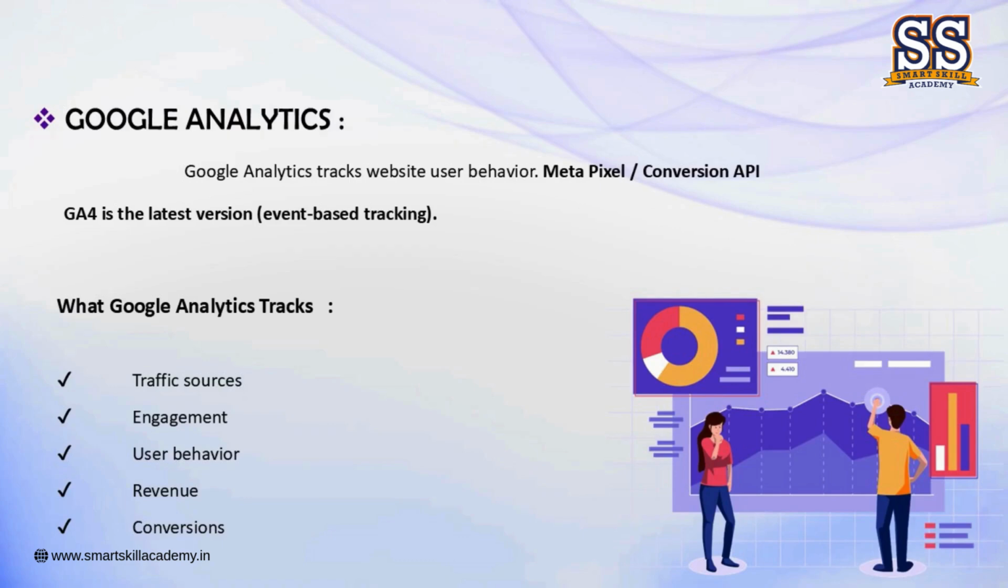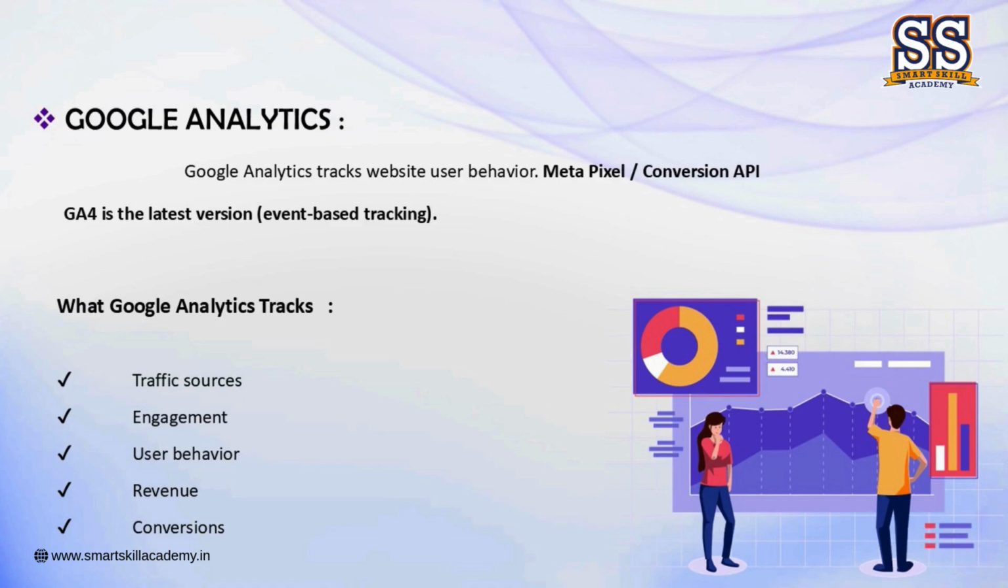As the slide indicates, Google Analytics is designed to track website user behavior, though it's important to note the distinction mentioned here between Google's ecosystem and tools like Meta Pixel or Conversion API, which focus specifically on the Facebook and Instagram advertising environment. We are currently utilizing GA4, which represents a massive shift from previous versions because it is entirely event-based. This means instead of just looking at page loads, GA4 looks at every single action, a click, a scroll, or a video play, as a unique event, giving you a much richer map of the customer journey.